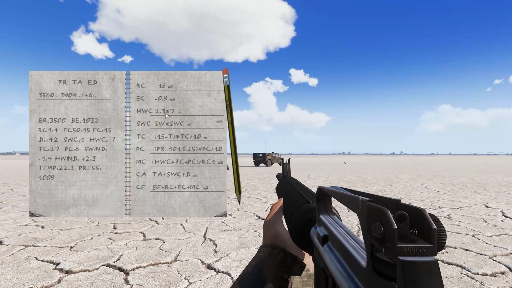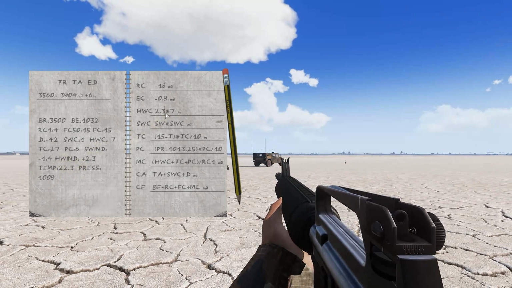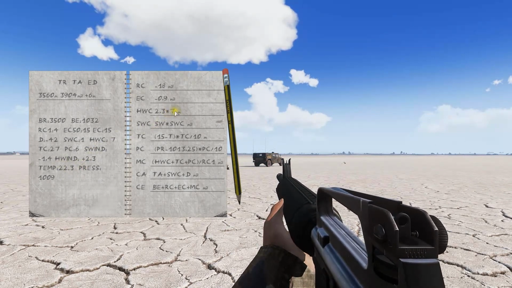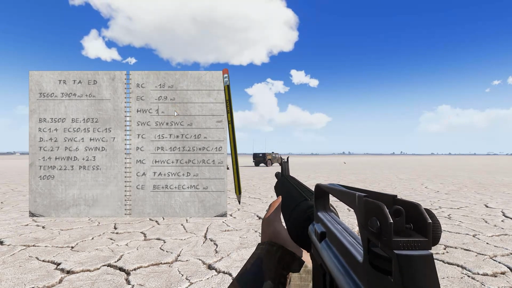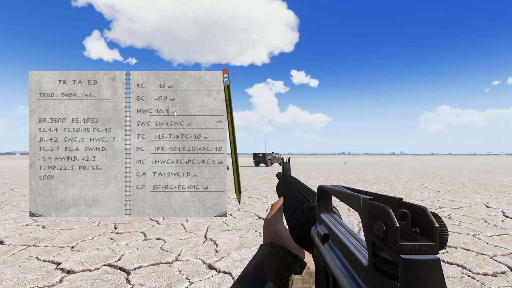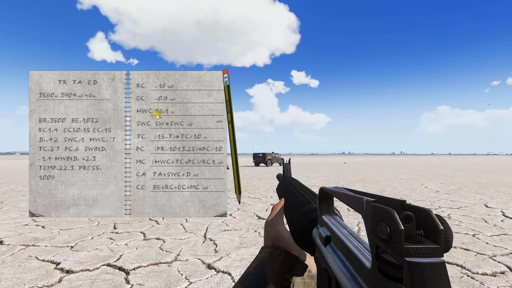Plus 2.3. Let's do the math. 2.3 multiplied by 7 gives us 16.1 meters, and it is positive. 16.1 meters we need to add to our aiming point to compensate for our headwind.